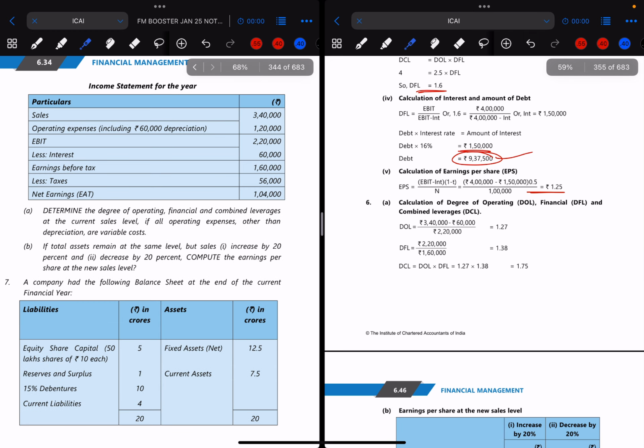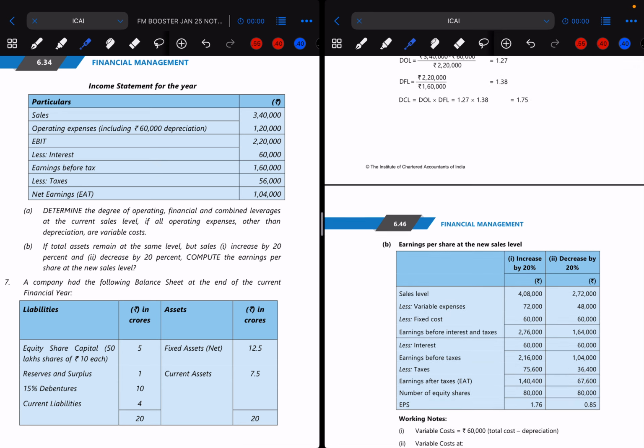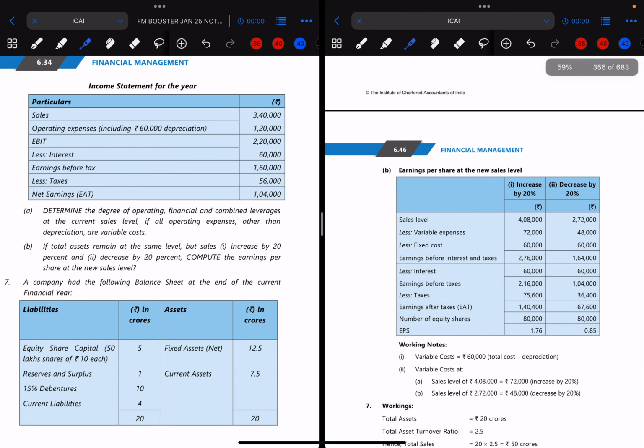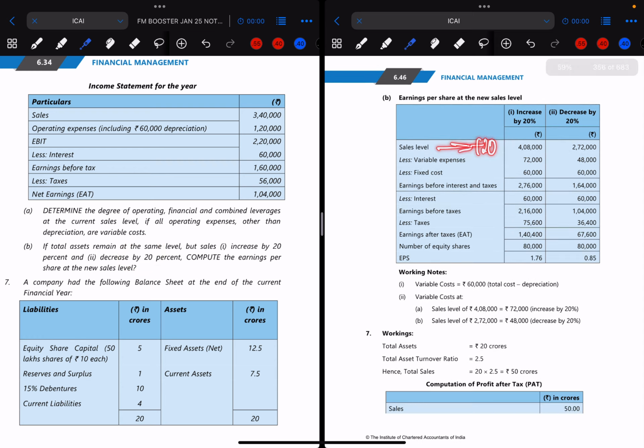Even this is simple. They have already given you the income statement. Prepare that correctly once again, like contribution, EBIT, interest and all, and then use this formula and find out everything. And they have told 20% increase and 30% increase, just increase it directly, like plus 20% or minus 20%, whatever you do.